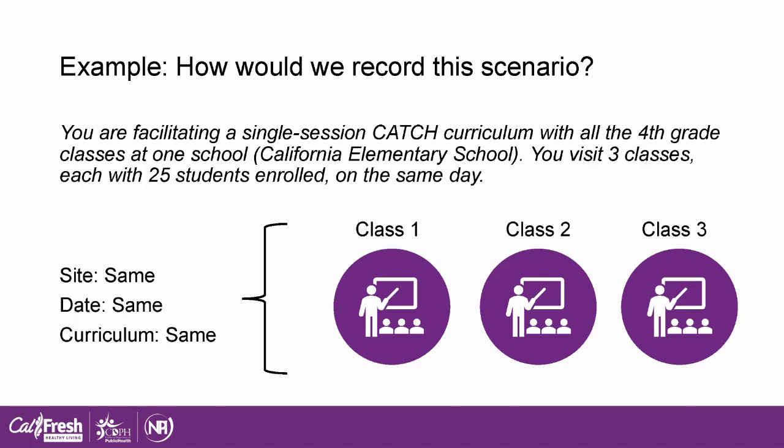What I want to stress here is that we're talking about a situation where you facilitated the same curriculum on the same day at the same site. All 3 of these components need to be the same for this to be acceptable. So if you were to go to California Elementary School to facilitate this catch curriculum with Class 1 on Monday and then return Tuesday to work with Class 2, this wouldn't work. You'd need to submit pairs reports for each of those times you visit.